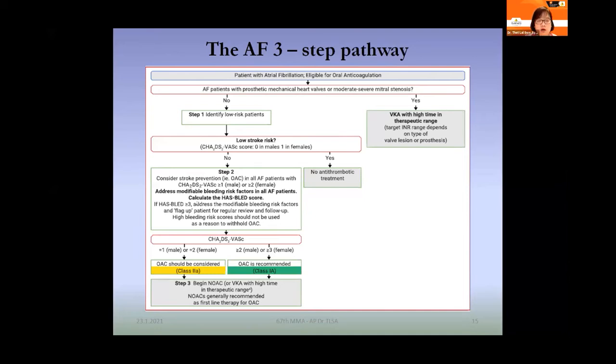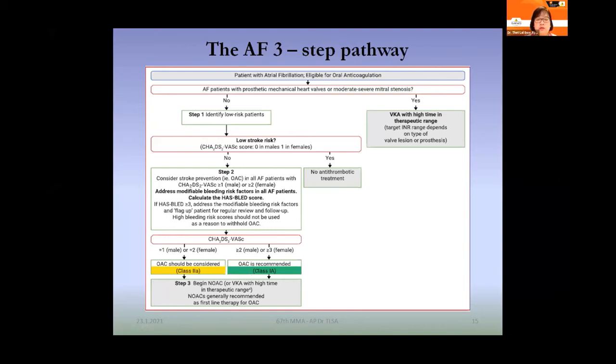After doing all these risk scores and informing the patient about the diagnosis and the treatment options, if the CHA2DS2-VASc score is more than 1 in male and more than 2 in female, oral anticoagulation treatment should be considered. This is a class 2A indication. When the CHA2DS2-VASc score is 2 or more in male and 3 or more in female, oral anticoagulation is recommended. This is highly recommended, a class 1A indication.